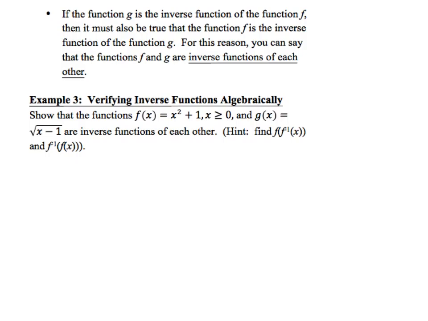So for example 3, we're given f of x equals x squared plus 1, and g of x equals the square root of x minus 1. In order to determine whether these are inverses, we can find f of the inverse of x, and then also the inverse of f of x. So basically we need to find f of g of x.